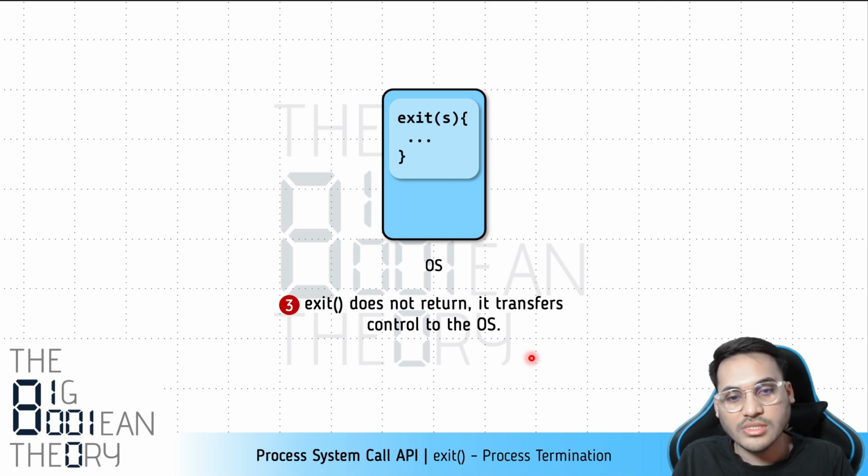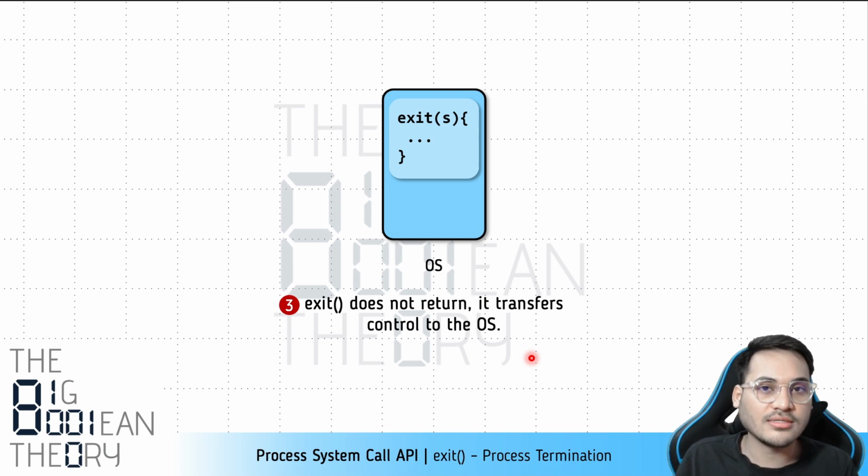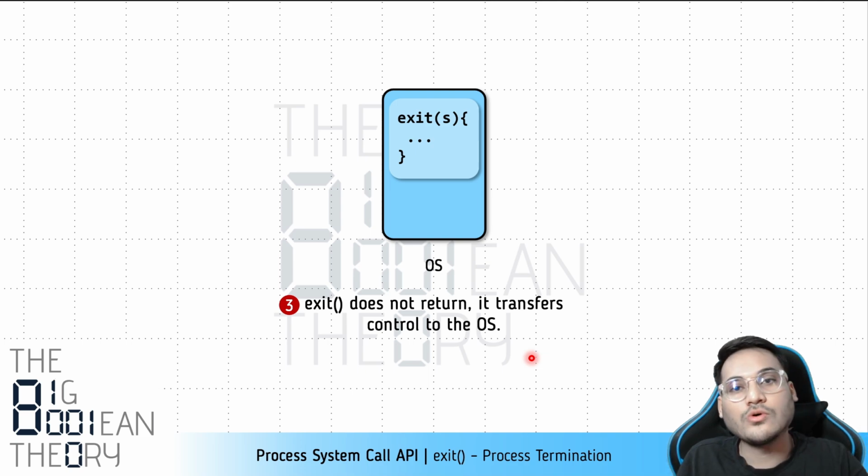So this is something which is very obvious: when the process makes the exit system call, that process will no longer exist. So there is no place to return to, right? The process itself that invoked the exit system call is no longer there. So where will the process return to? Exit does not return, it immediately transfers control to the operating system, and that's it. There the operating system will terminate the process and free up the resources, right?